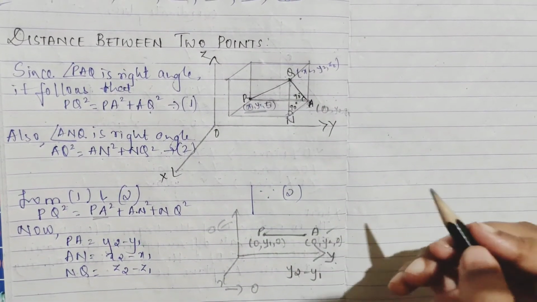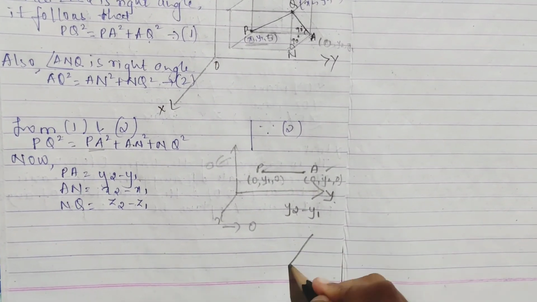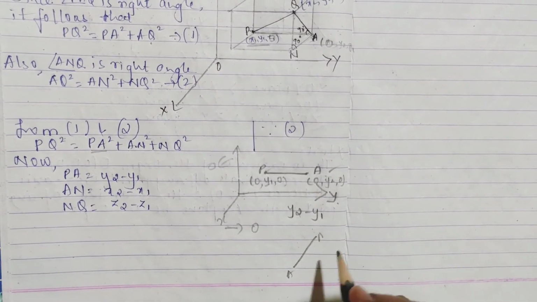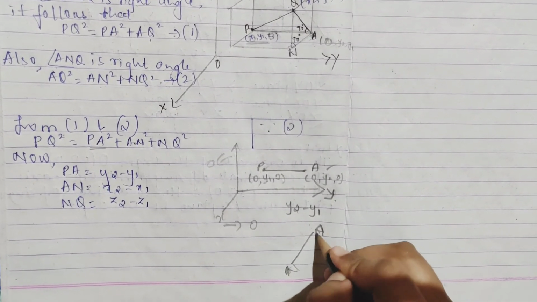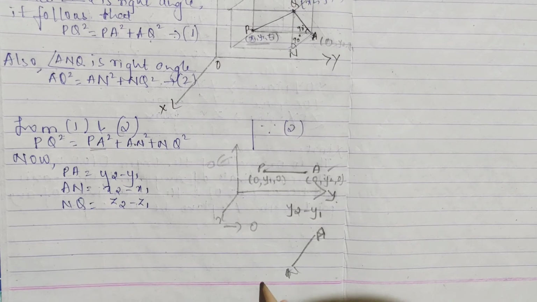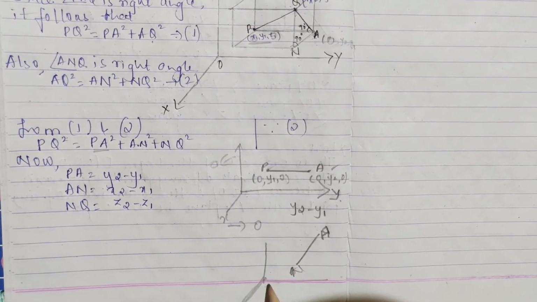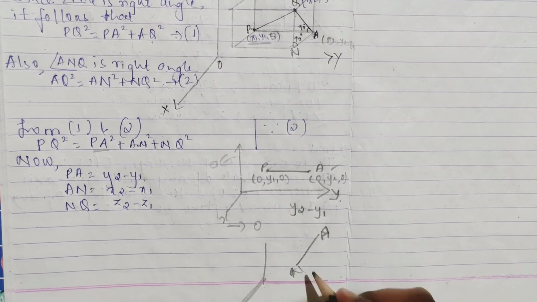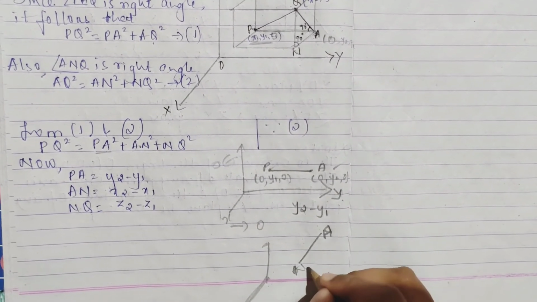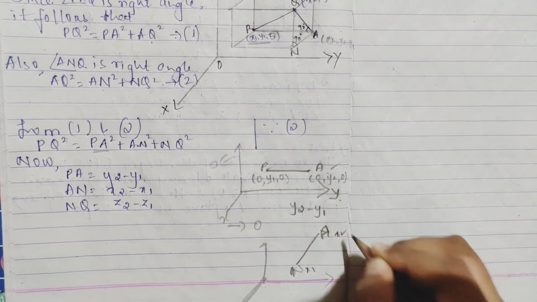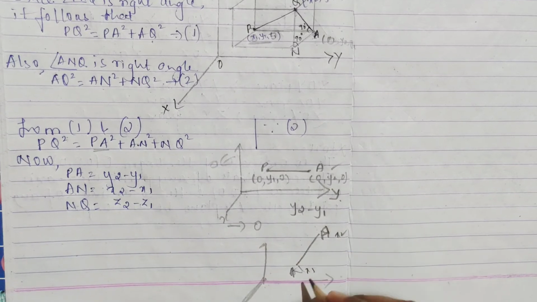AN, if you see, AN is like this. So this is A. This is like this, means it is parallel to which? X axis, right? So this is parallel to x axis, means your y and z coordinates become 0. So you will be having only x1 and x2. So AN, when you are finding out, it will be x2 minus x1.